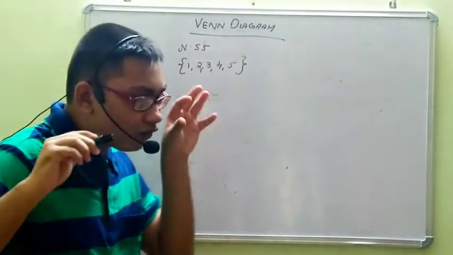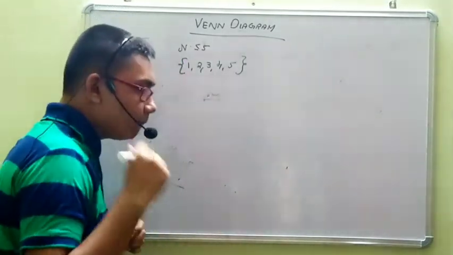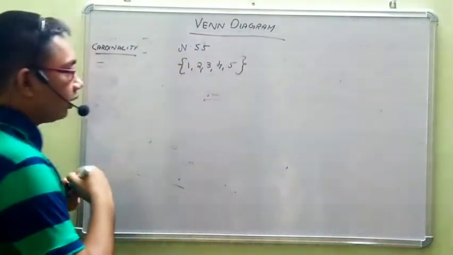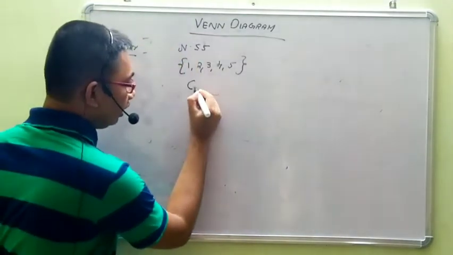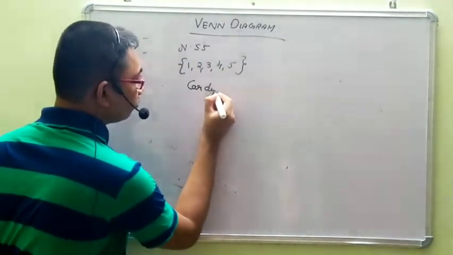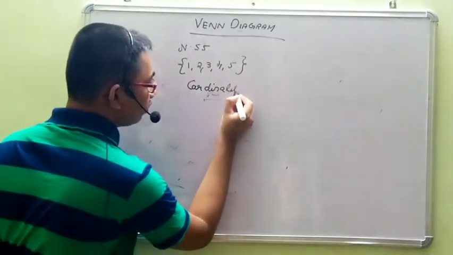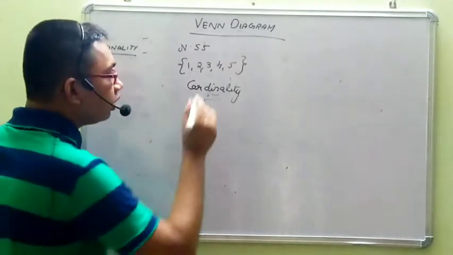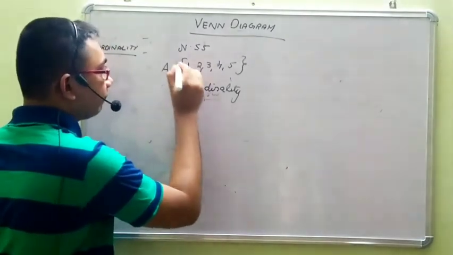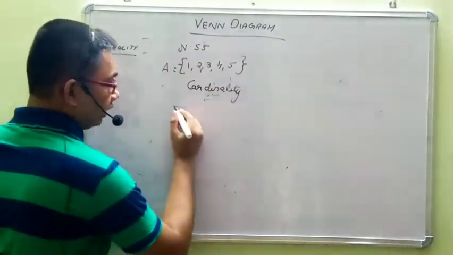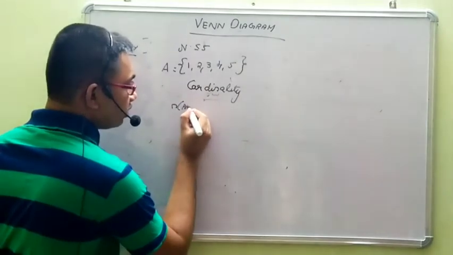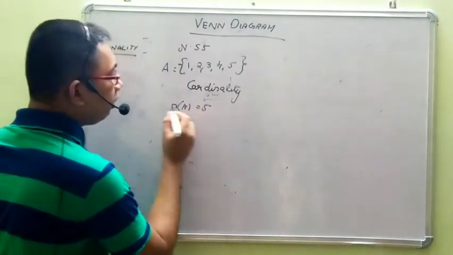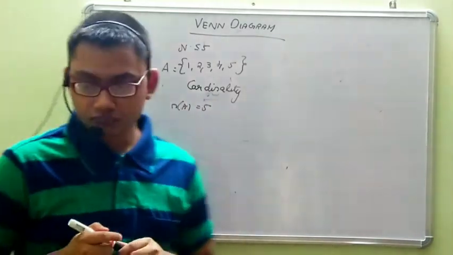The number of elements of a set is called the cardinality of the set. Cardinality of a set is the number of elements in it. That is denoted by, let's say this set is A. If A is this set, then n(A) is equal to 5. That is, the number of elements in A is equal to 5.